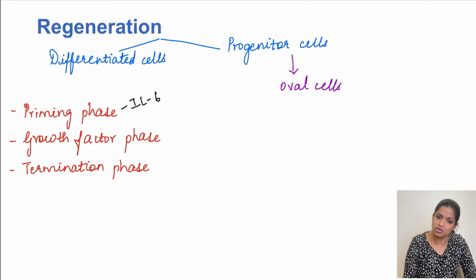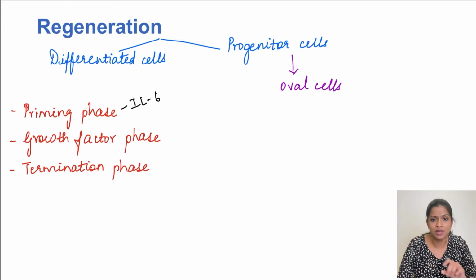This interleukin 6 is also going to be produced by the liver cells only, and this interleukin 6 will be responsible for causing the priming phase.